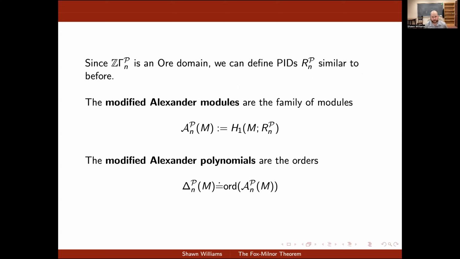So here, these modified modules have pretty much the exact same properties as the higher order modules. They're finitely presented. They're torsion. So their orders are never going to be 0. The simplest you can get is 1.